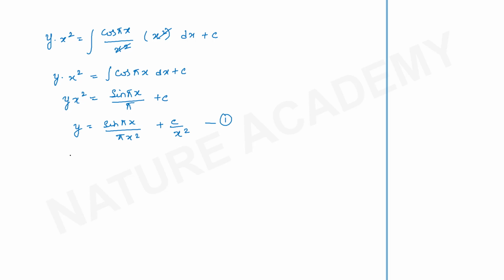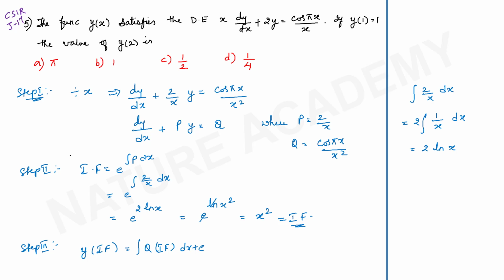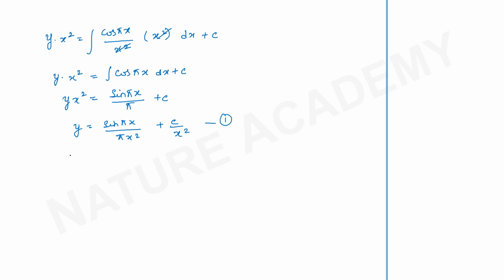Now in the question they have given that when x is equal to 1, y is equal to 1, so we can find the value of c. So write x is equal to 1 and y is equal to 1 in equation 1, so that you get 1 is equal to sin pi into 1 by pi into 1 square plus c by 1.